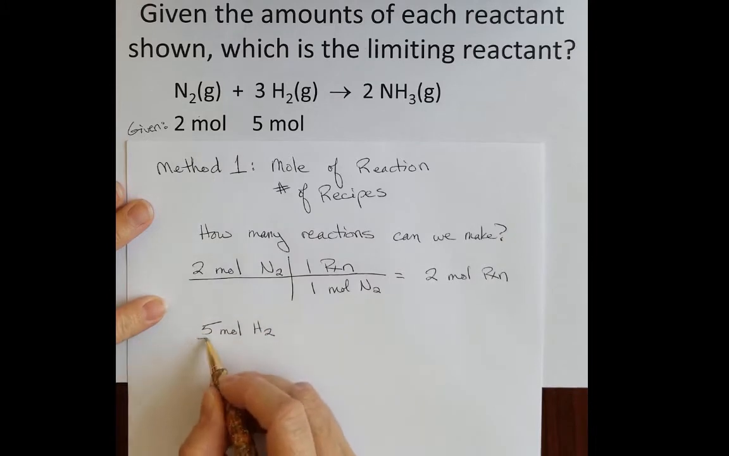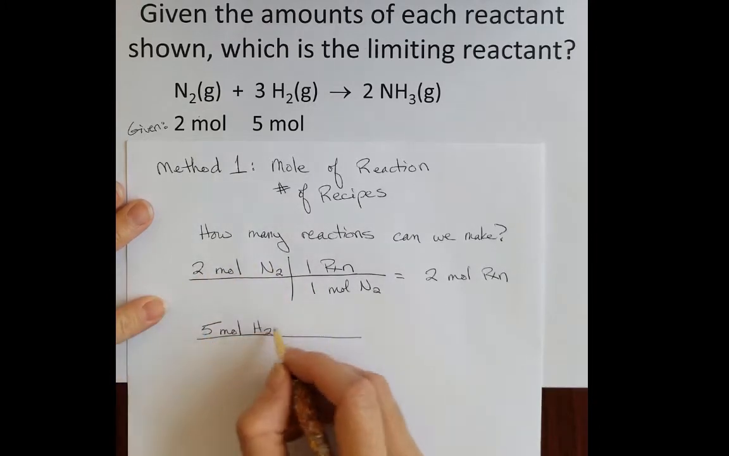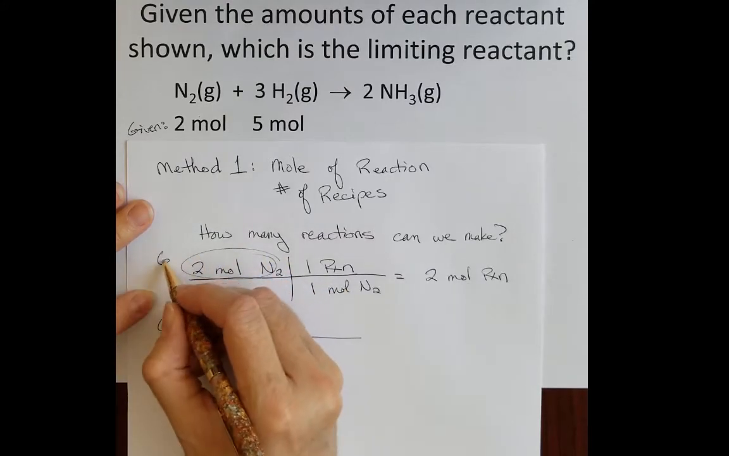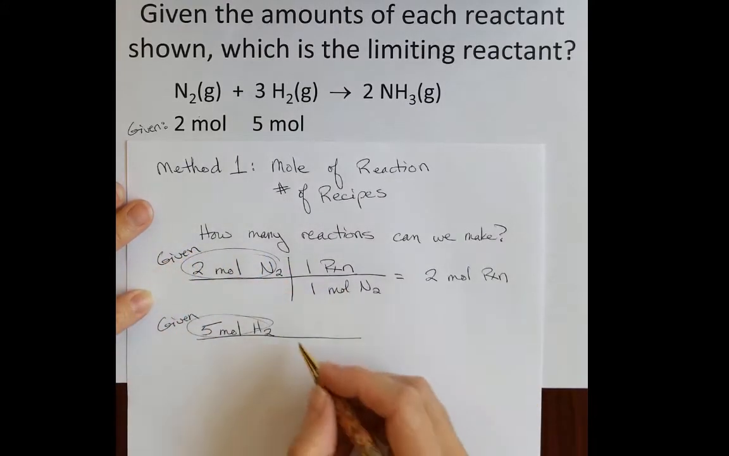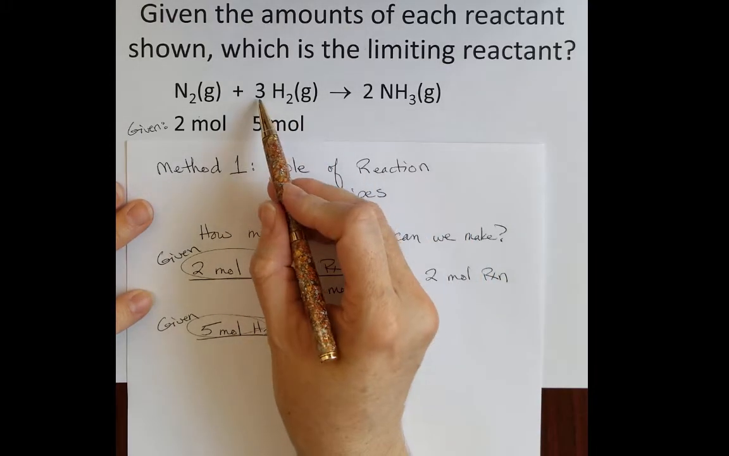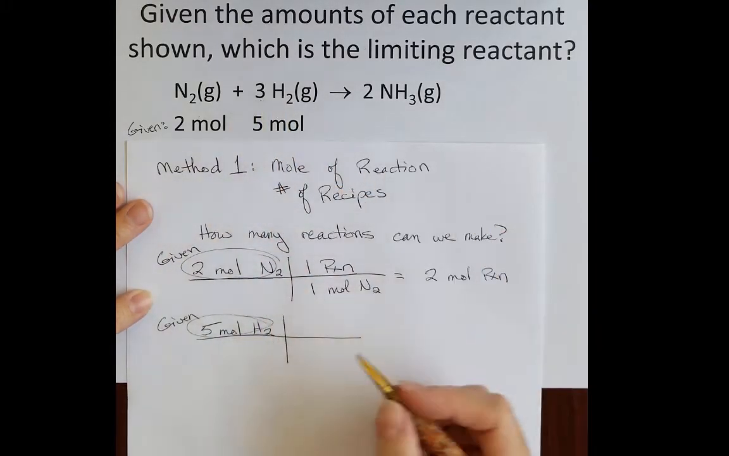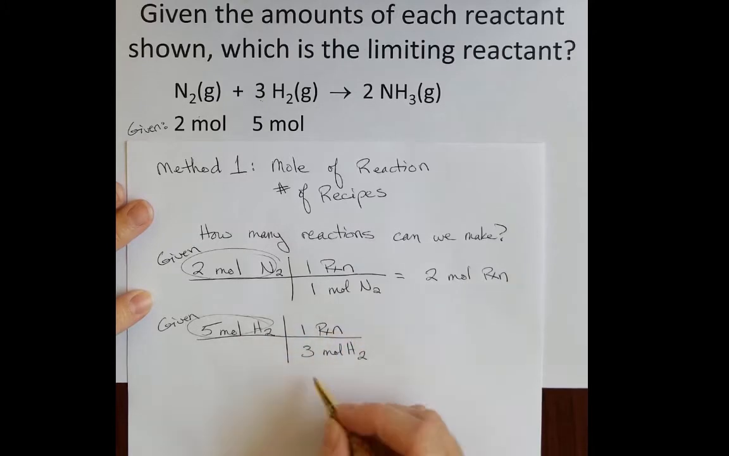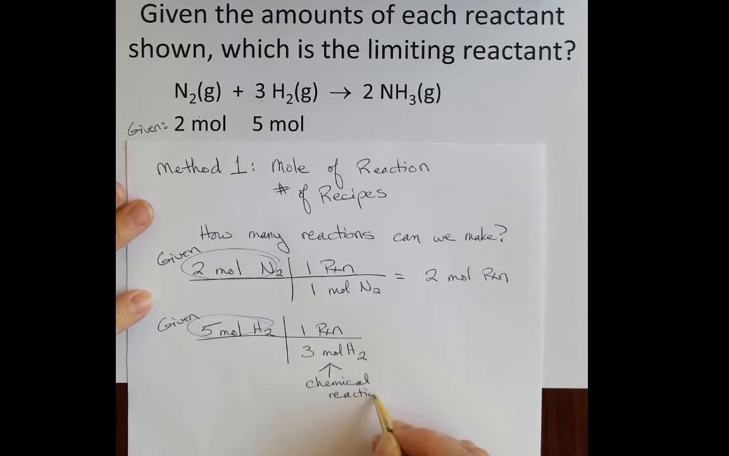So notice in both cases, we are starting with the given, whatever the problem told us we have. Then we are using the stoichiometric ratio. So in this case, we're going to use the 3, whatever number is from the reaction itself. So here we're using the chemical reaction stoichiometry.